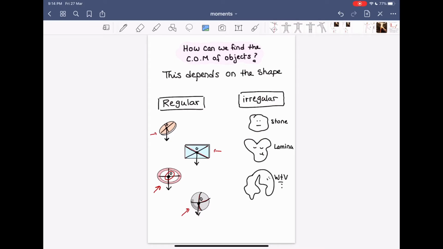Okay? Now, what if we had irregular shapes? In order to find the center of gravity for irregular shapes, we have to do an investigation, and this will be your task, criterion B, to plan an investigation to find the center of gravity of an irregular lamina.